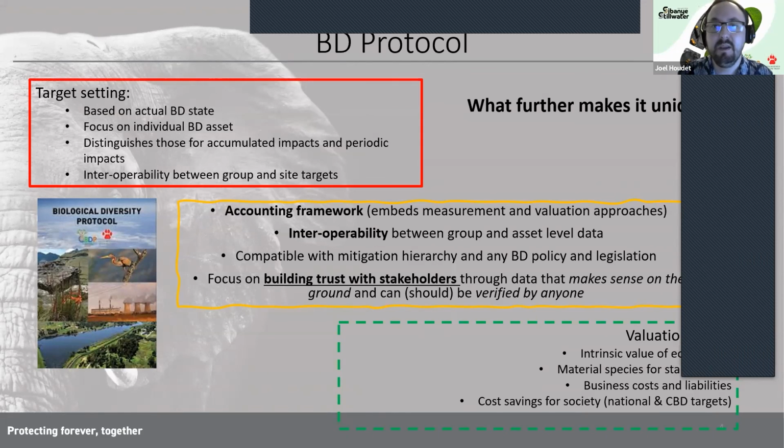And finally, when companies are trying to showcase their contribution to society, it's also very important to understand that broader society. What are the cost savings that the private sector is actually generating for the broader society? I'm going to stop there, but that's really what makes the BD protocol unique.